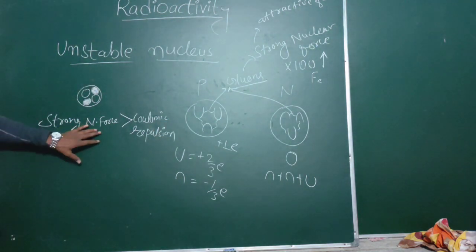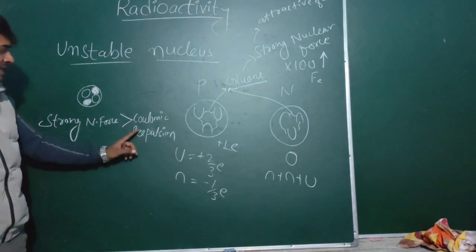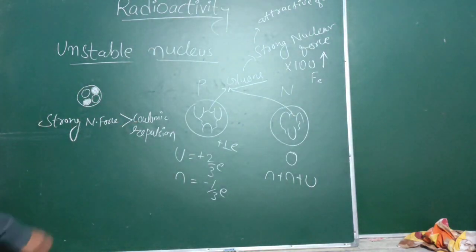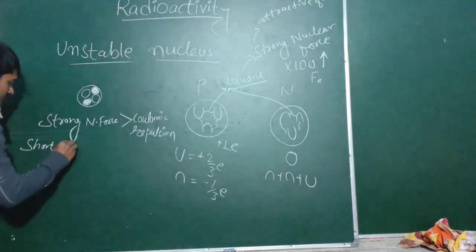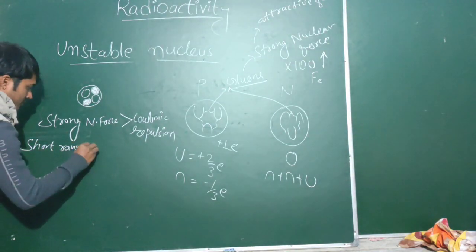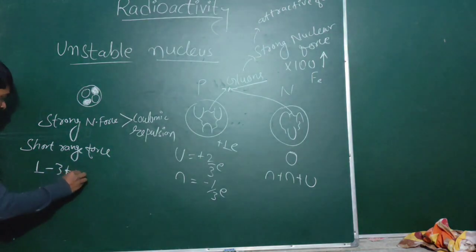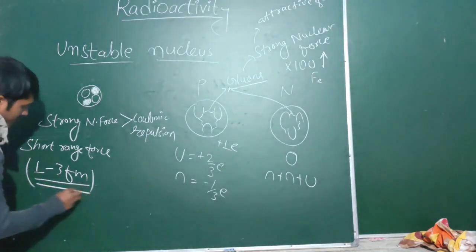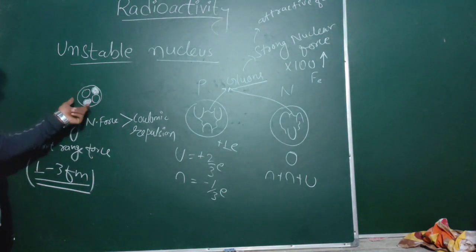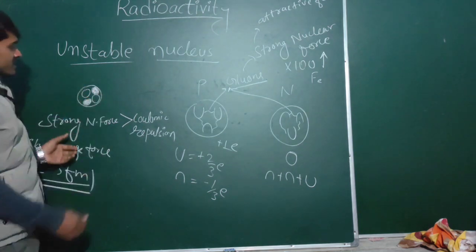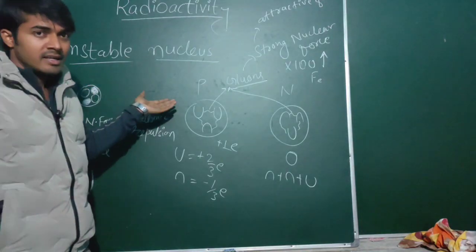Coulombic repulsion. So the strong nuclear force between these nucleons is stronger than the repulsive force due to these positive charges, as the strong nuclear force is a short range force. It acts from 1 to 3 femtometer. For a very small range it is so dominant, and it is 100 times stronger than the repulsive force between the charges. So it's obvious that the nucleus is stable, and it is in perfect equilibrium, so we consider it a stable nucleus.